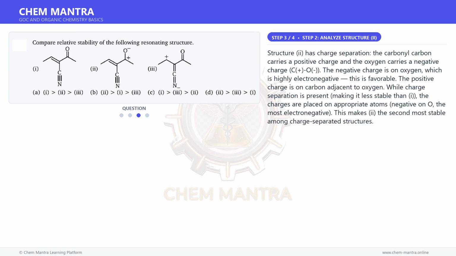Moving on to the next step. Structure 2 has charge separation. The carbonyl carbon carries a positive charge and the oxygen carries a negative charge, C+ O−. The negative charge is on oxygen, which is highly electronegative. This is favorable. The positive charge is on carbon adjacent to oxygen. While charge separation is present, making it less stable than I, the charges are placed on appropriate atoms, negative on O, the most electronegative. This makes 2 the second most stable among charge-separated structures.